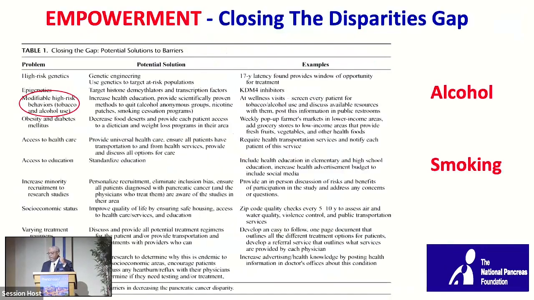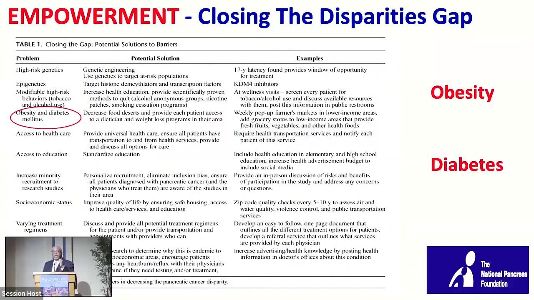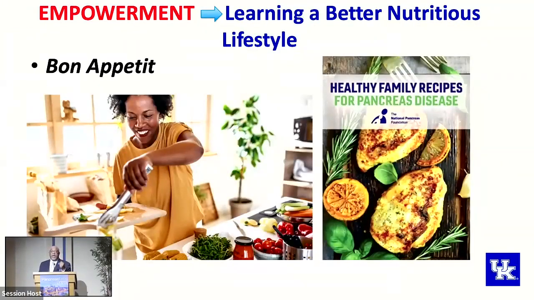So empowerment is also this. How do we teach someone that, you know, your alcohol use was too much, you're smoking, you need to stop doing that, you need to decrease that, that is contributing to your pancreatitis, that's contributing to your disability, you're overweight, we've got to make better food choices, you've got diabetes, what do we do about that? So the NPF has a beautiful recipe book to use for healthy food choices. And you can download this for free from the website. So it's a very comprehensive program that the NPF has come up with to really help and engage our population to educate them and also to empower them.